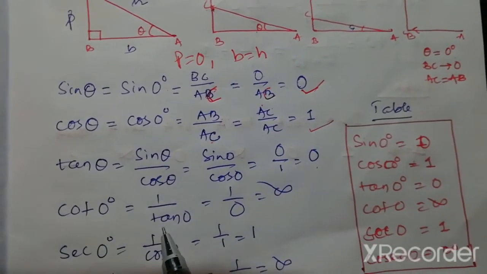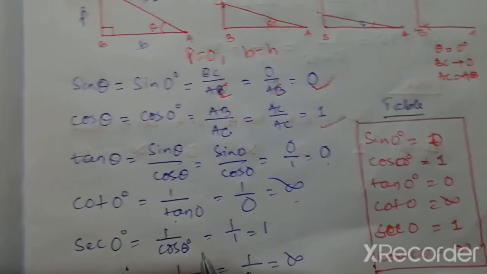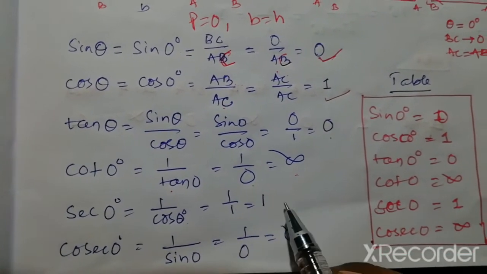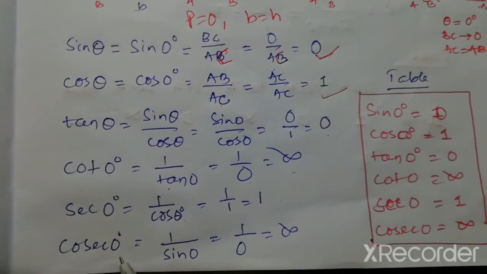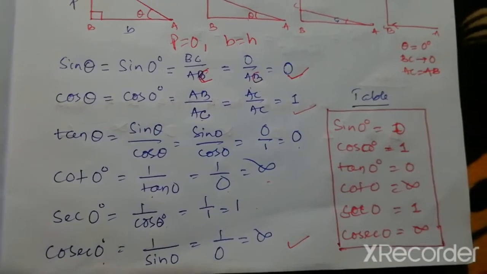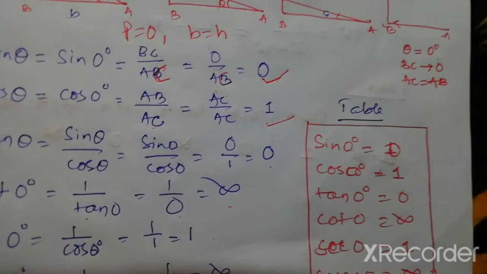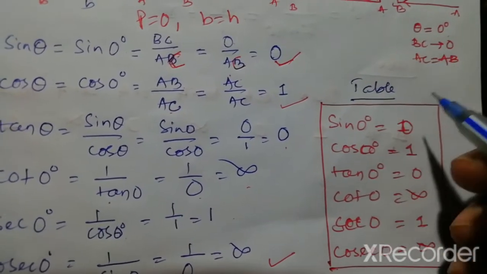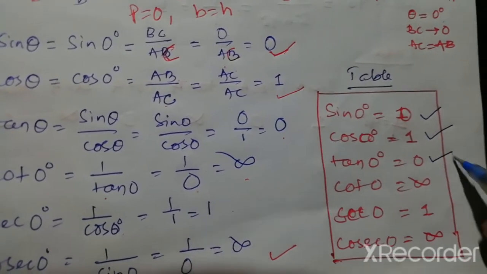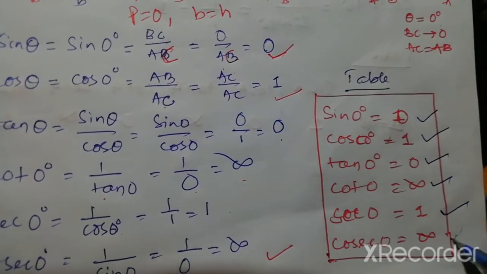Cot theta is 1 by tan 0. We know tan 0 degree is 0. 1 by 0 is infinite. Then sec 0 is 1 by cos 0. Cos 0 is 1. 1 by 1 is 1. Then cosec 0. We know sin 0 is equal to 0. So 1 by 0 is infinite. Infinite means the value is meaningless. Okay, so now the table is sin 0 is 0, cos 0 is 1, tan 0 is 0, cot 0 is infinite, sec 0 is 1, cosec 0 is infinite.